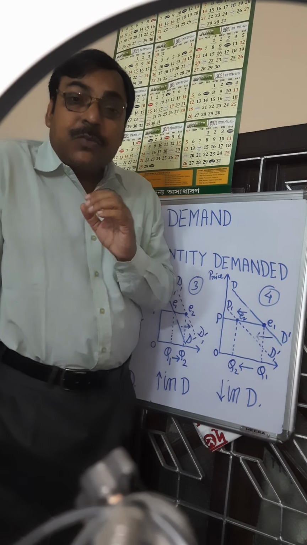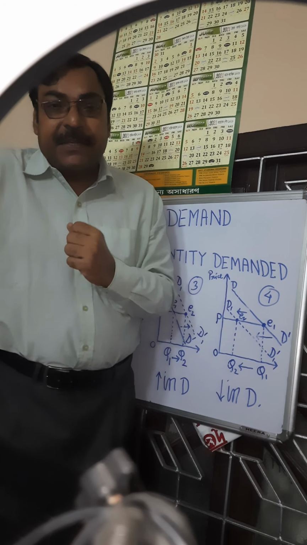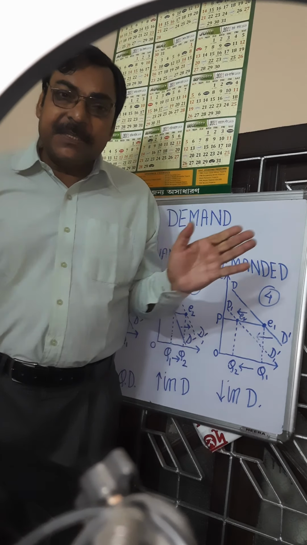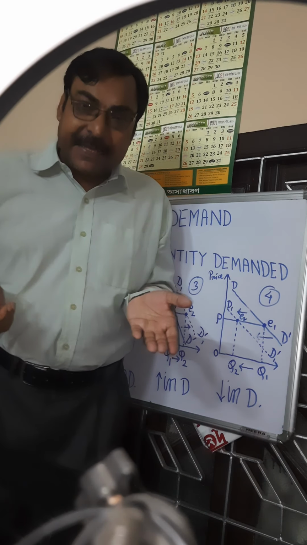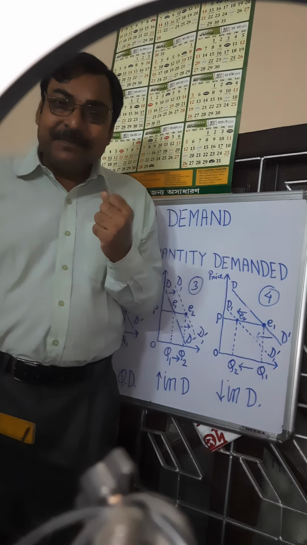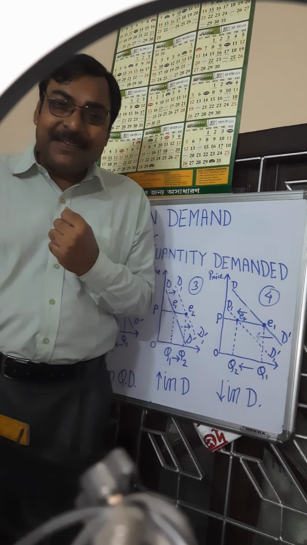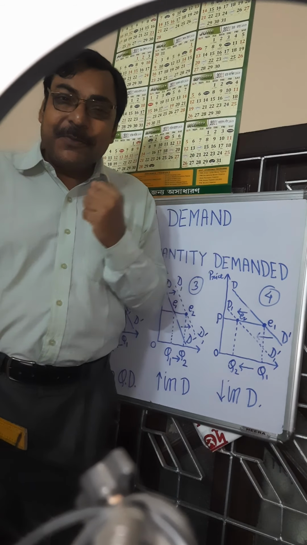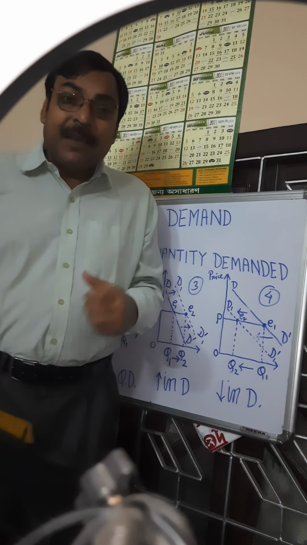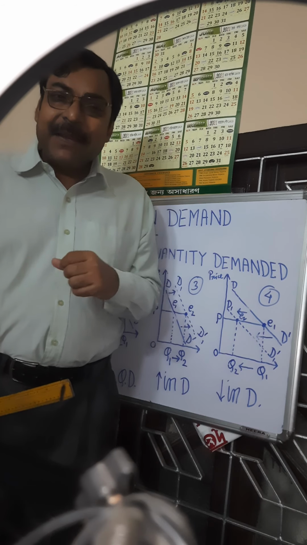Now if you are asked, what are the possible causes of increase in demand, what will be the answer? Price is fixed, but demand may rise. When? When there is a rise in income, when consumers' taste goes in favor of the commodity, when the price of a substitute good rises, or when the price of a complementary good falls. All these are the possible reasons of increase in demand.